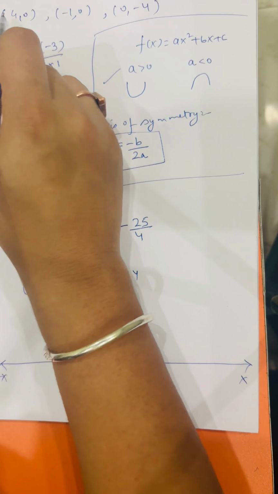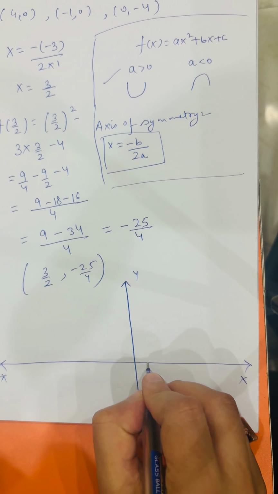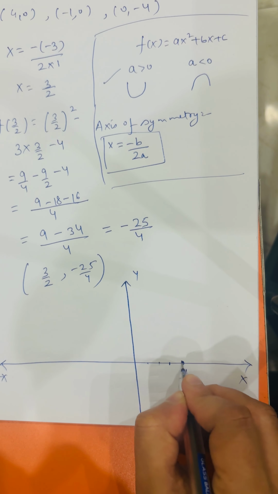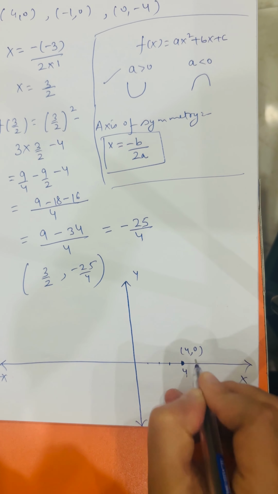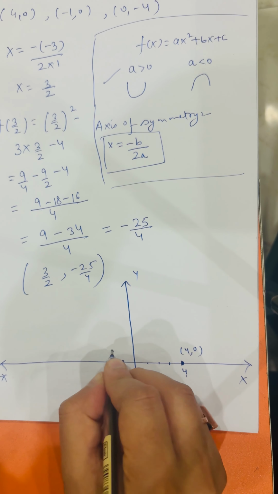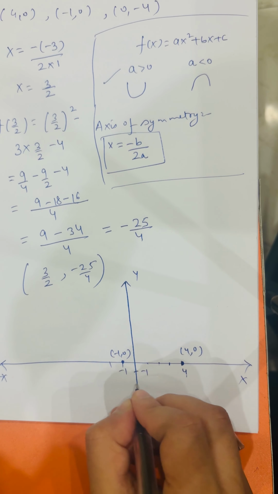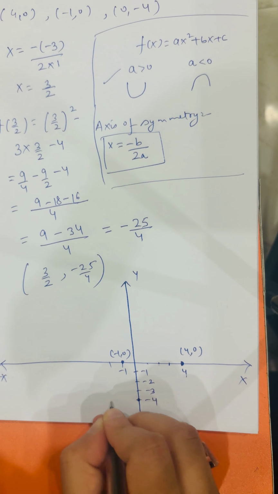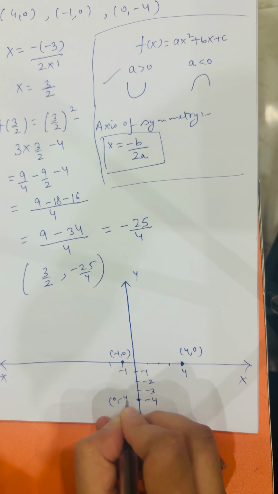Now let's draw the intercepts first. 4 comma 0. So 1, 2, 3, 4. This will be the point with coordinates 4 comma 0. Then minus 1 comma 0. So this will be the point minus 1 comma 0. Then we have 0 comma minus 4. So minus 1, minus 2, minus 3, minus 4. So this point will be 0 comma minus 4.